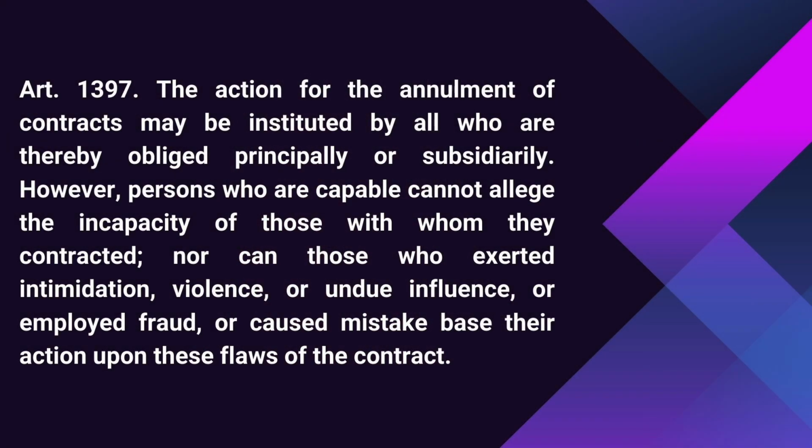Now, 1397 tells you who may institute the action for annulment. 1397 says, the action for the annulment of contracts may be instituted by all who are thereby obliged principally or subsidiarily. Again, must be a party to the contract, whether bound principally or subsidiarily. Persons who are capable cannot allege the incapacity of those with whom they contracted, nor can those who exerted intimidation, violence, or undue influence, or employed fraud or caused mistake, base their action upon these flaws of the contract.